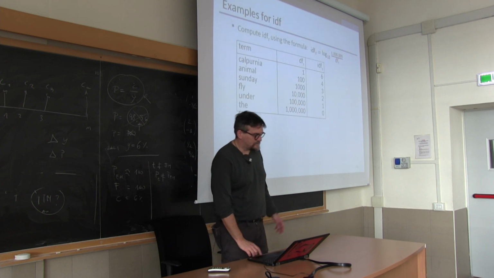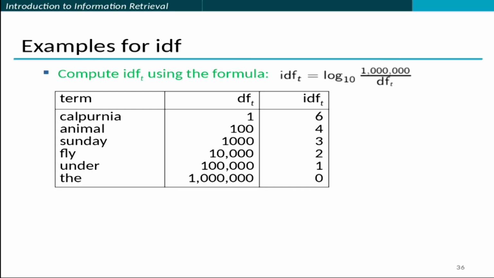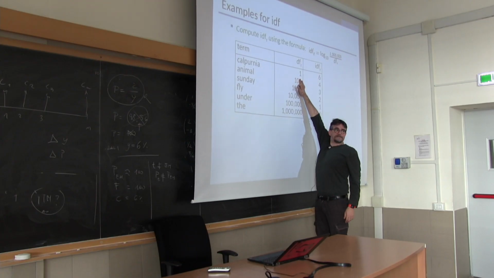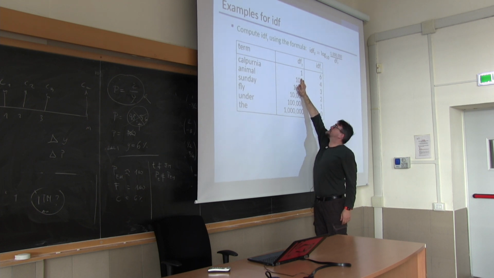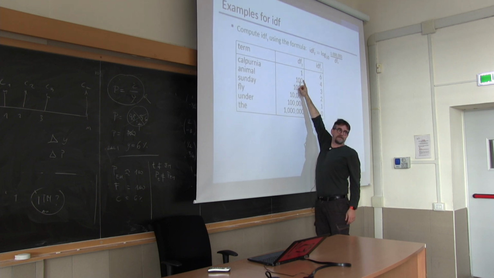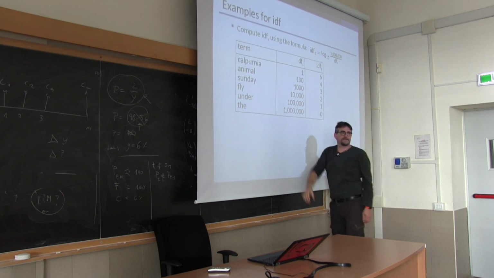We are putting together those two pieces. Those are examples of the document frequency. And as you see, the bigger the document frequency, the smaller the IDF. The more rare the term is, so the smaller the document frequency, the bigger the IDF.